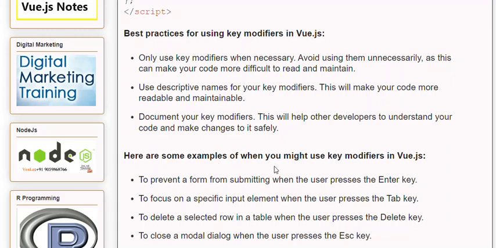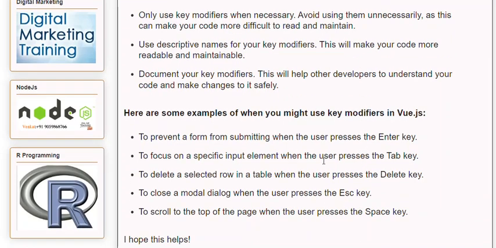Here are some examples of when you might use key modifiers in Vue.JS: to prevent a form from submitting when the user presses the enter key. To focus on a specific input element when the user presses the tab key. To delete a selected row in a table when the user presses the delete key. To close a modal dialog when the user presses the ESC key. To scroll to the top of the page when the user presses the space key.